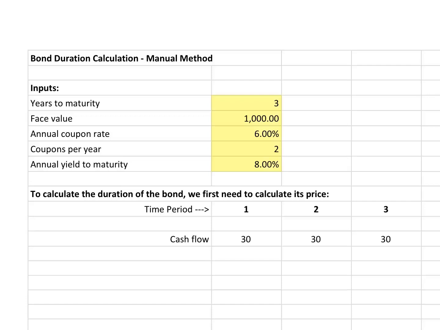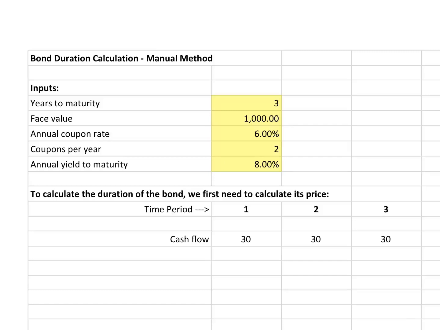Let's have a look at how we calculate the duration of a bond by hand. For today's example, we'll look at a bond that has a maturity of 3 years, a face value of $1,000, an annual interest rate of 6%, but it's paid twice a year. So in fact, we'll get 3% interest every 6 months. Finally, it has an annual rate of return of 8%.